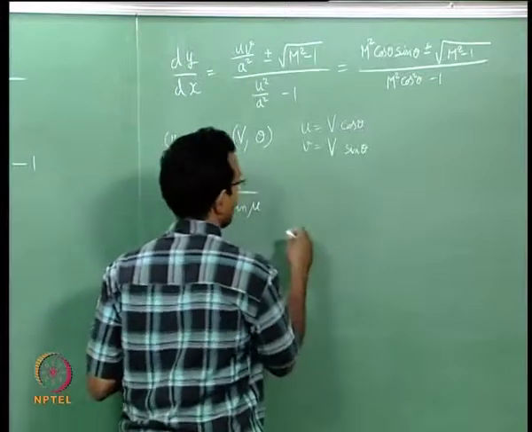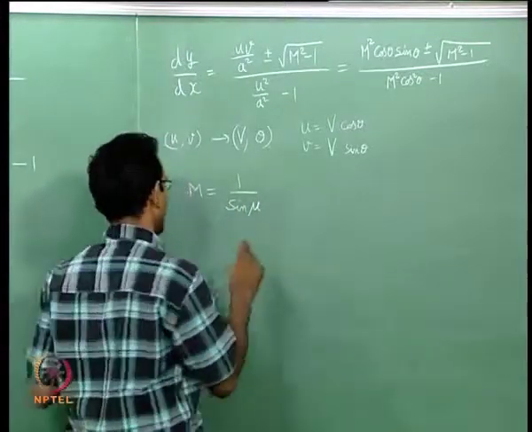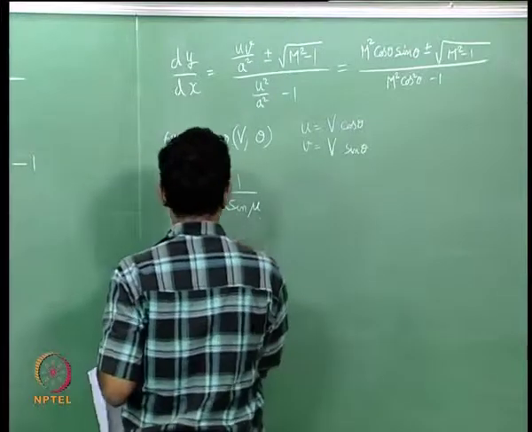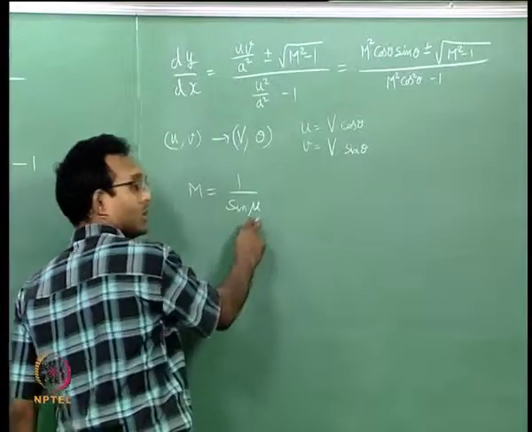We will define it like this. Why? We will go and see the reason later. It simplifies the problem, that is why. Okay. We will do this. Now if I do this, my m square will be 1 by sine square mu.